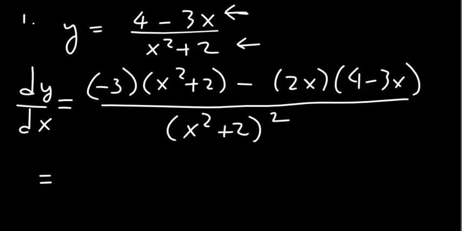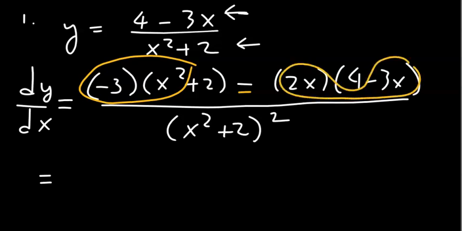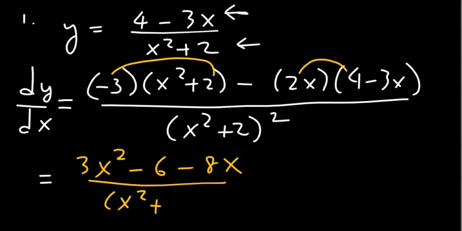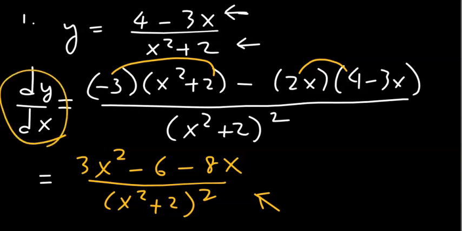Let's try to simplify this result. Minus 3x squared minus 6x squared. That's going to be minus 3x squared minus 6 minus 8x. So that's going to give you minus 6 minus 8x, and divide the entire thing by (x squared plus 2) squared. And that is the final result for dy/dx of this function.